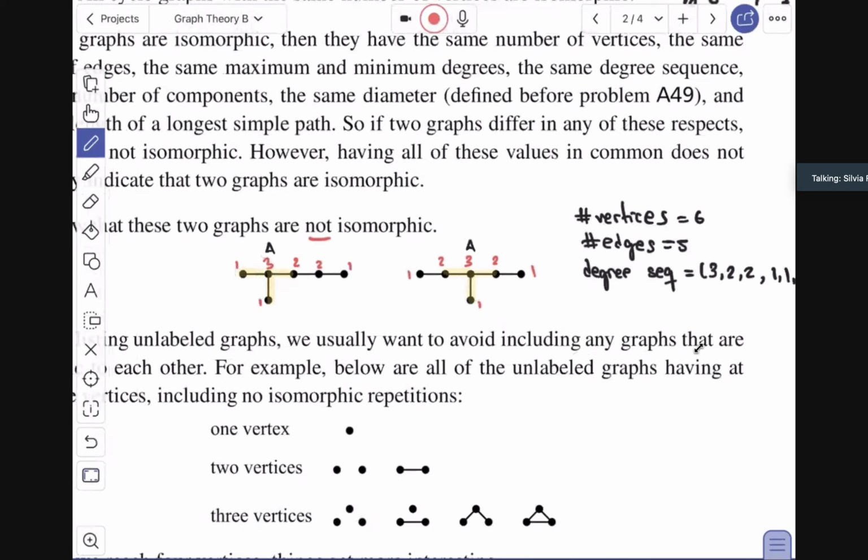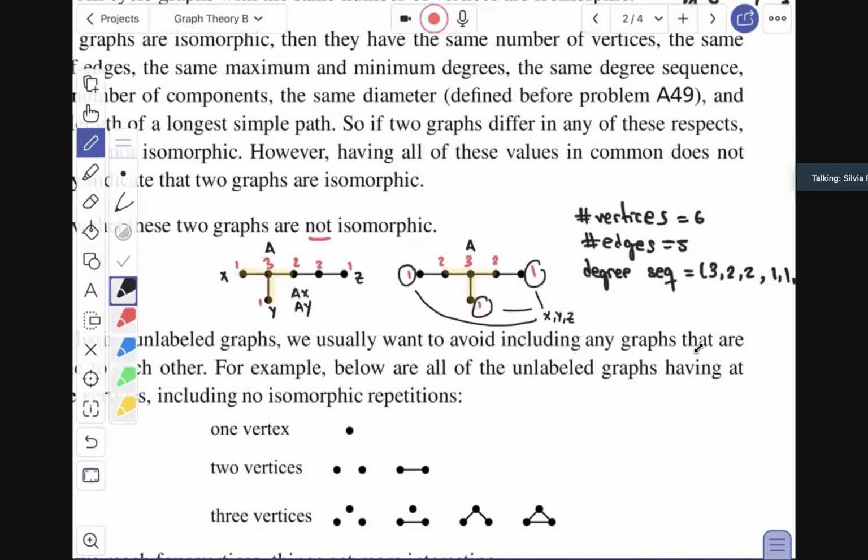But then whatever labels I use, if I use labels X, Y, and Z for the vertices of degree 1, then I need to make X, Y, and Z these ones, right? Those three need to be in some order. But then here I have AX and AY, and here I will only have either AX or AY, or maybe none of them, because I only have these vertices X, Y, or Z. So these two graphs are not isomorphic.